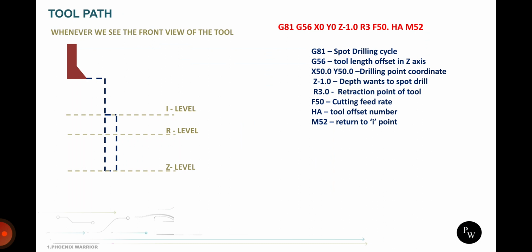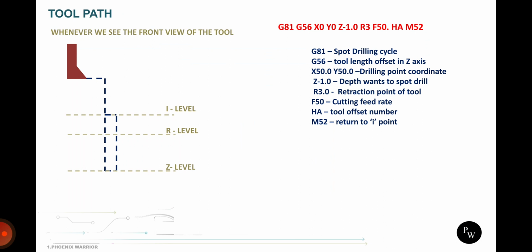So this is the tool path. First of all, the tool comes and positions where we want to make the hole. After that, it comes up to the approach level. There are 2 levels: the first level approach at 100 mm, and then the second level approach at 50 mm. Then it comes down to the R point, which is 3 mm.